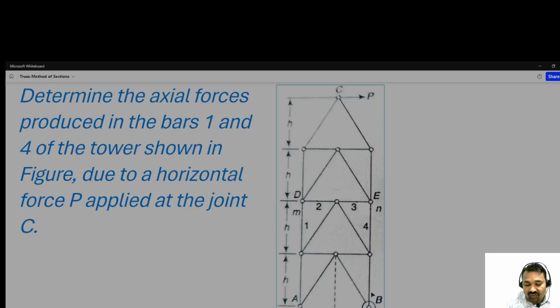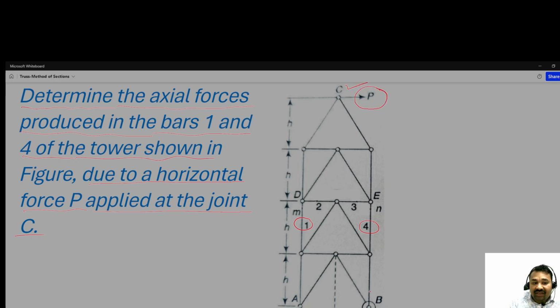So dear friends, once again welcome to this channel, and now let's do the problem of the truss. Let us read the problem. Determine the axial forces produced in the bars 1 and 4. So here is bar 1 and bar 4 of the tower. This whole structure is the tower shown in the figure, due to a horizontal force P applied at the joint C. You can see here it is the joint C, and the horizontal force is P.